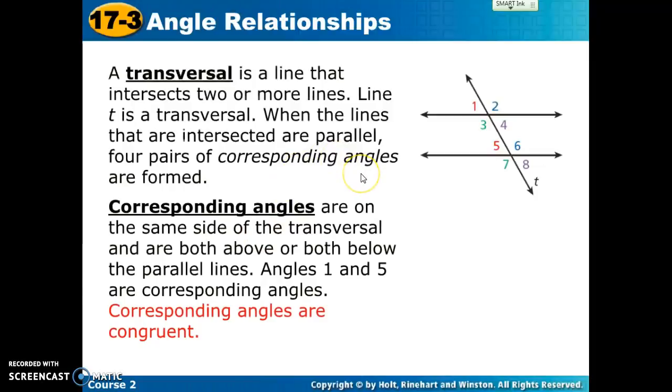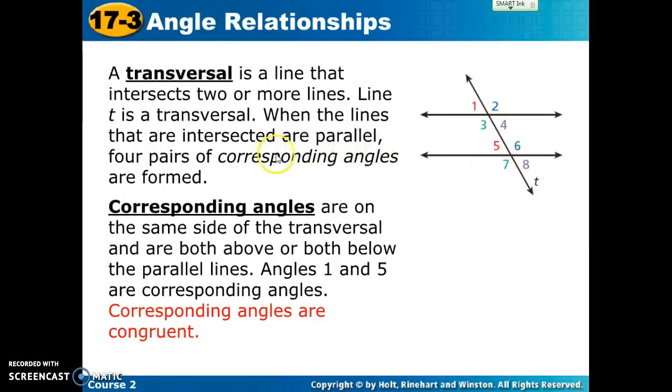Our last 2 vocabulary words are, one is transversal. Okay, this is a line that intersects 2 or more lines. So take a look, we have 2 lines here that happen to be parallel. And we have a line that goes across them or through them. That's called your transversal. It's marked with a letter T here for transversal. This line T is a transversal.